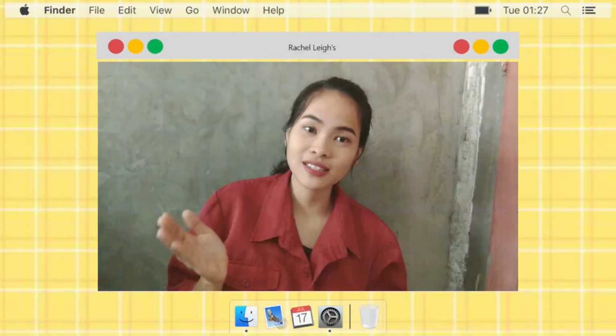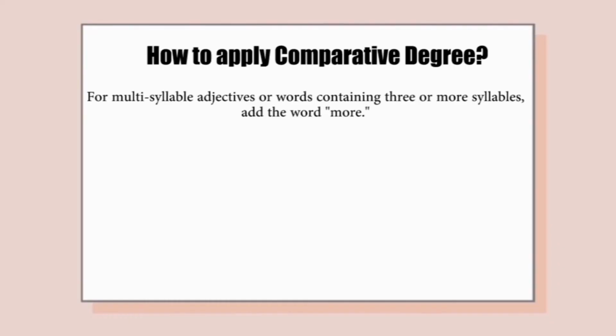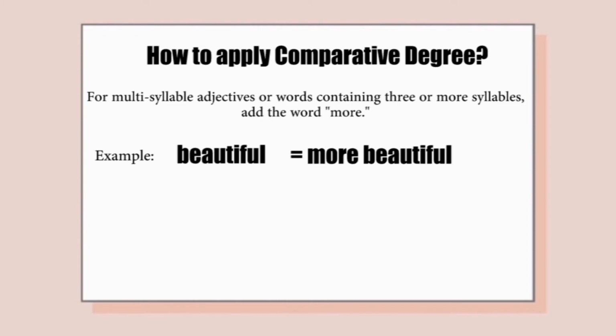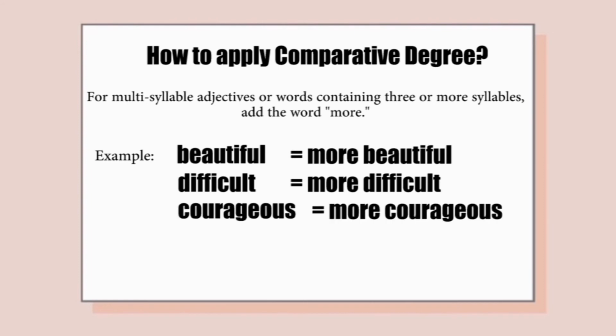See the difference? Now for multi-syllable words or words containing 3 or more syllables, we're not gonna use the transformation. Like, we're not gonna transform the spelling. We're just gonna add the word more. As I have said earlier, beautiful will not become beautifuler, but rather it will become more beautiful. We're just gonna add the word more. Another example such as difficult will be more difficult. Courageous will be more courageous since those words are containing 3 or more syllables.